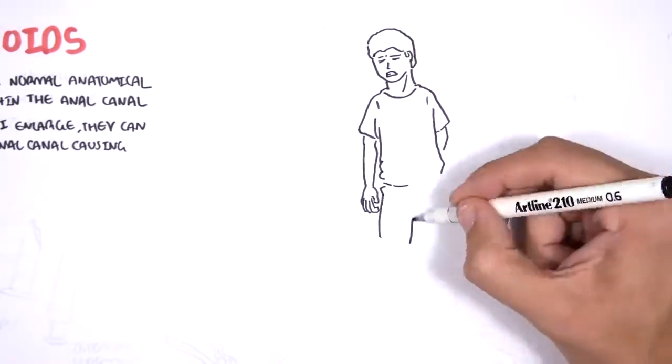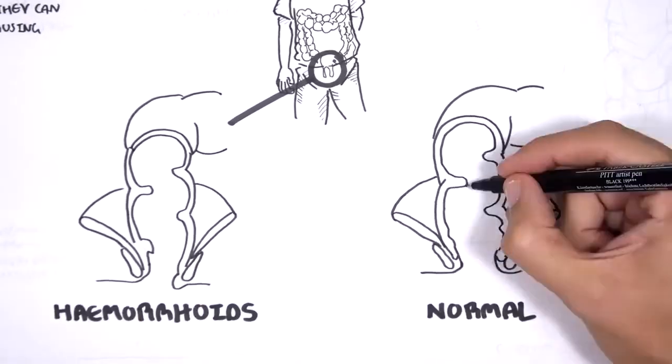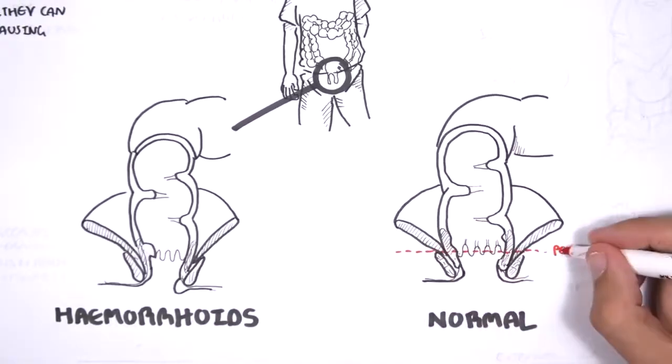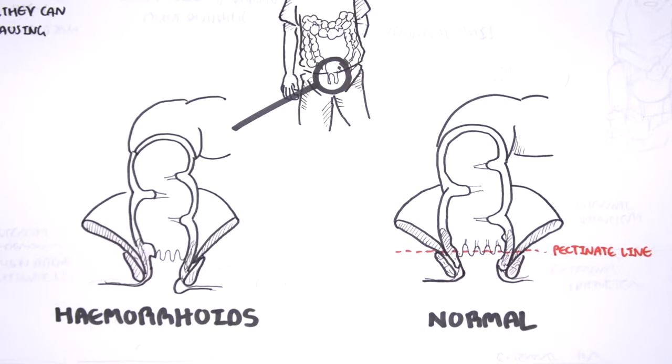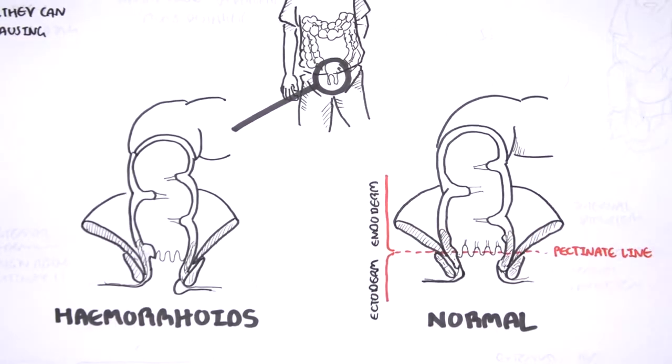Now, let's compare the normal with the abnormal. We need to review the anatomy. So the pectinate line, also known as a dentate line, is a clinically important landmark due to the fact that it is visible and approximates the level of certain anatomical changes. And these changes I'm talking about are embryological in origin. So anything above the pectinate line we say is endoderm in origin, and anything below the pectinate line is ectoderm in origin. And why does this matter?